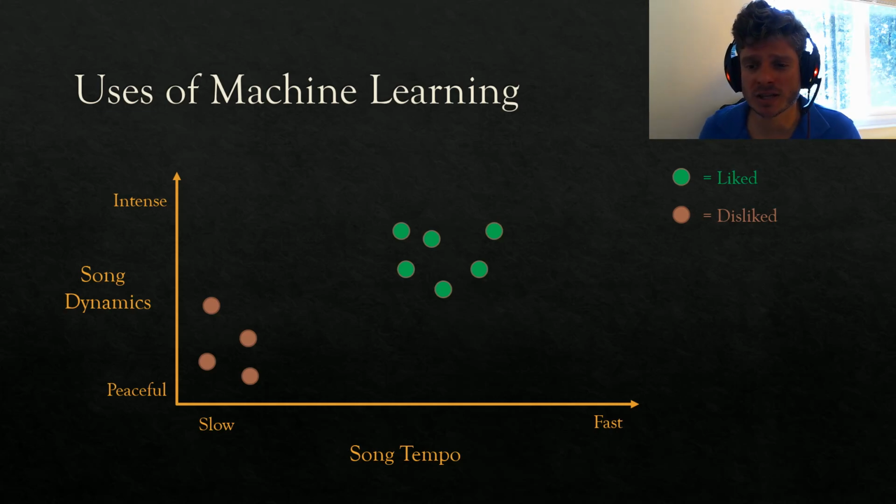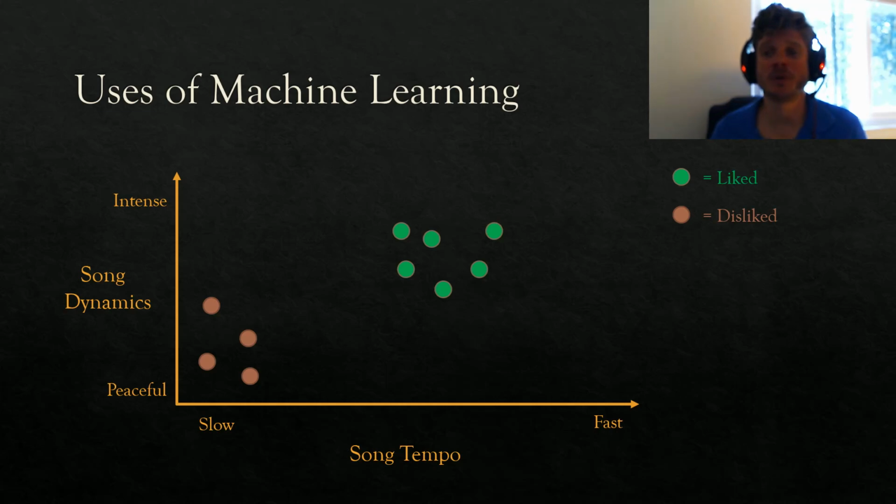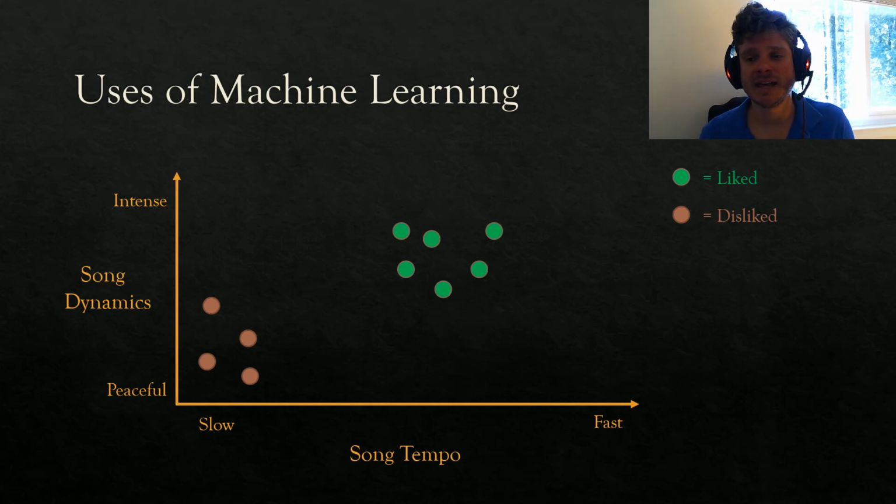So if we look at this, hopefully we can all interpret graphs pretty well, and we can figure out, all right, well, what are the characteristics of the songs that we like? And if we look at all the dots in green, well, they're kind of clustered up there with the faster song tempo and a more intense dynamics. Whereas the songs that are slower or a little bit more peaceful in the dynamics, those are the ones that we disliked. And so we see that there's a pattern to the data. And again, we can see this easily because it's in 2 dimensions. We humans were designed to be able to see these sorts of patterns.